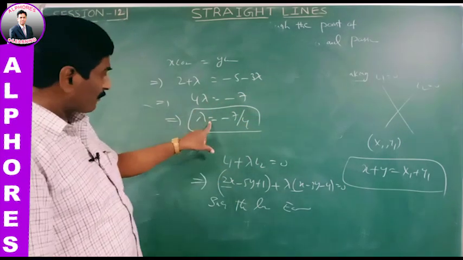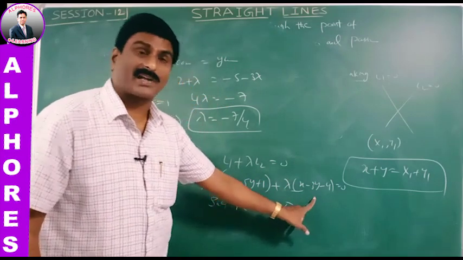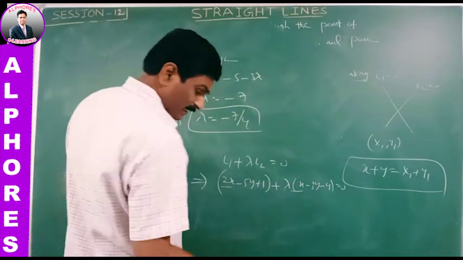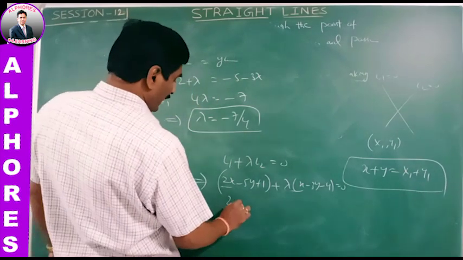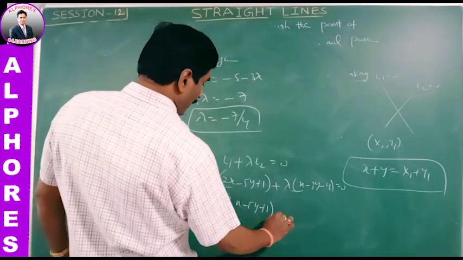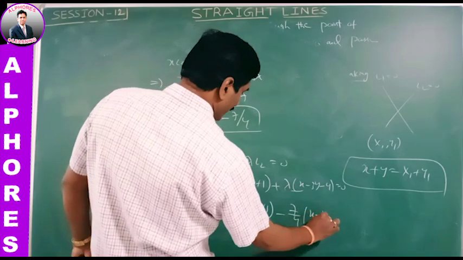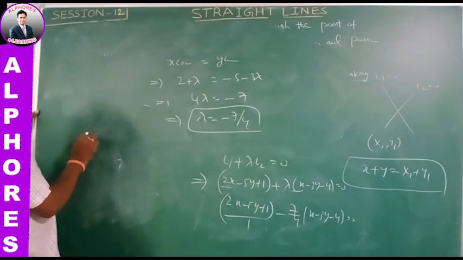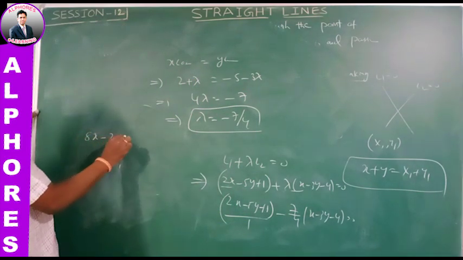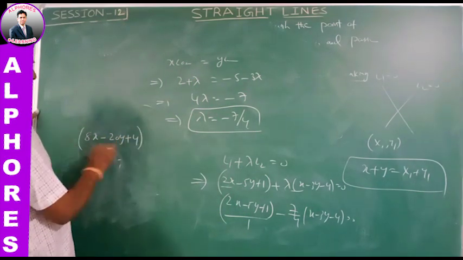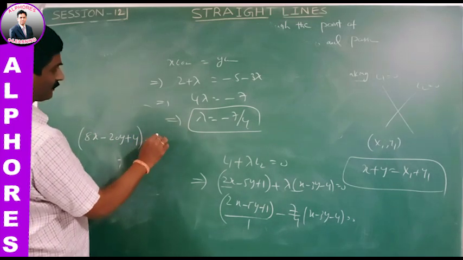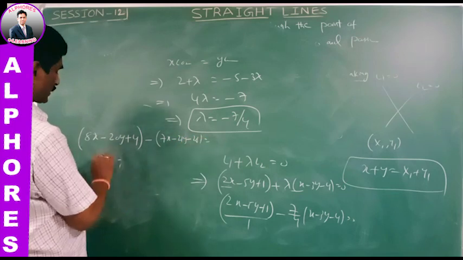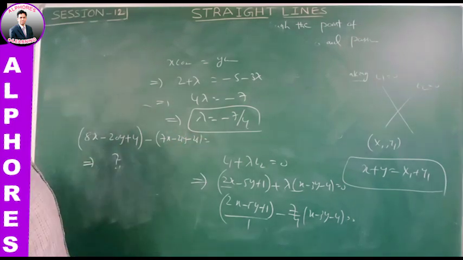Substitute the value lambda equal to minus 7 by 4 in this equation. We get the equation of the required line. That means the required line is 2x minus 5y plus 1 minus 7 by 4 into (x minus 3y minus 4) is equal to 0. After taking the LCM, it can be reduced to 8x minus 20y plus 4 minus 7x minus 21y minus 28 is equal to 0. Simplify this value. What is the equation of the line? Find this value.